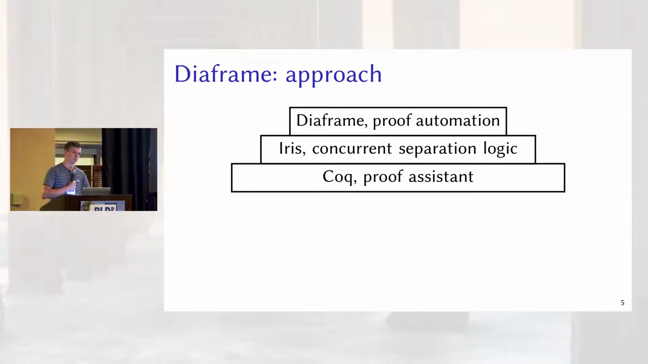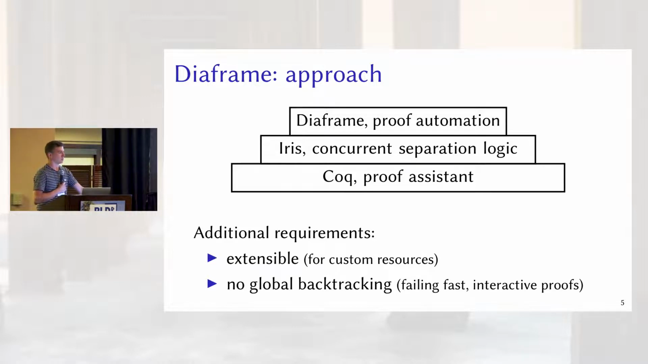And also, we did not just want any proof automation, we wanted automation that satisfied some requirements. So we wanted automation which is extensible, so you can perform verifications using some custom resources if you need those for your program. And we also wanted automation without global backtracking. This is important if you want your verification to fail quickly if you made some mistake. And it also is nicer to work with if you are doing interactive proofs.